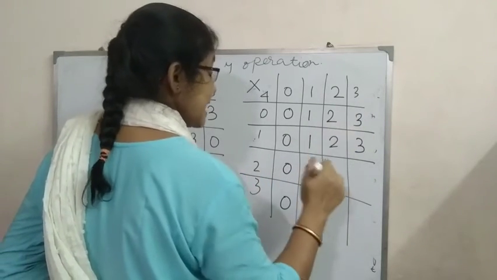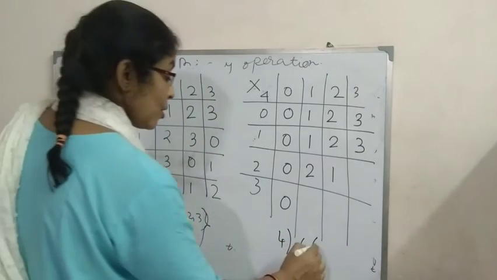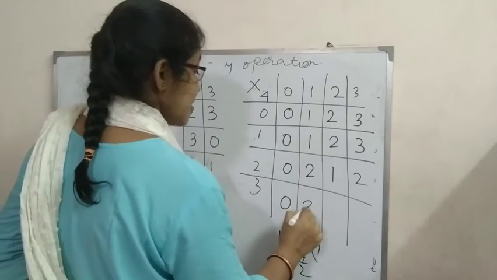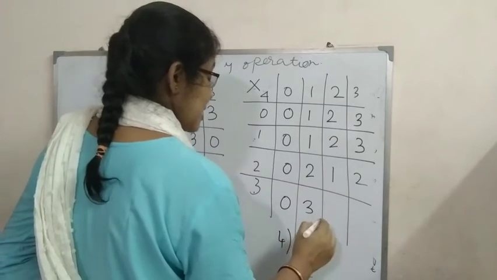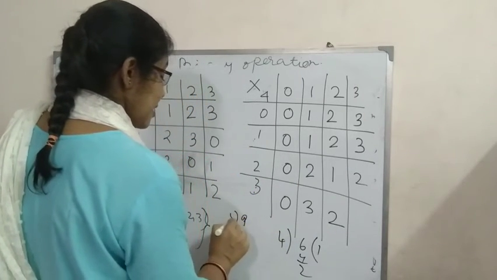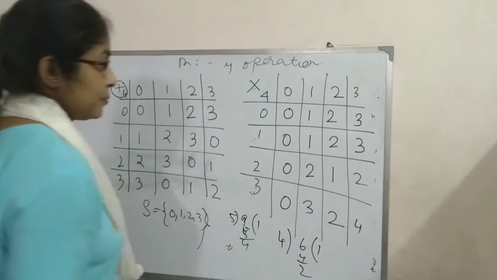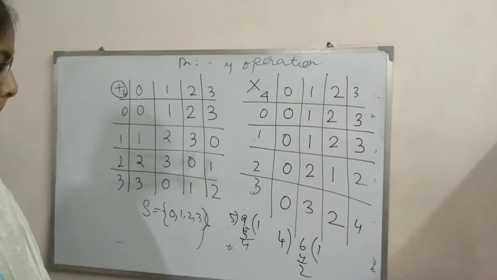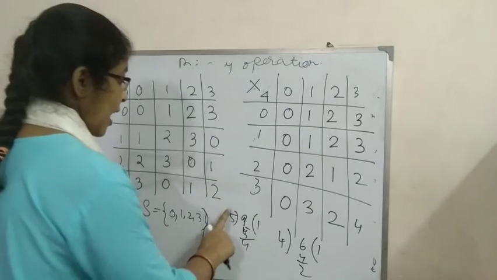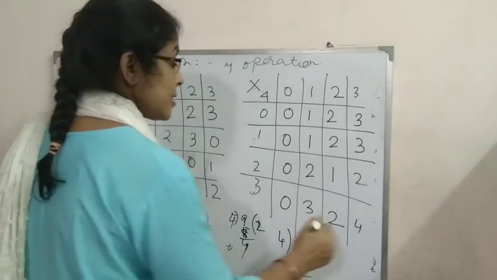2 into 3, 6. So, 6 divided by 4, 4 ones are 4, remainder 2. 3 into 1, 3. 3 into 2, 6. 6, that means 2. 3 into 3, 9. 9 divided by 4, 4 twos are 8. The remainder is 1. This is equal to 1.